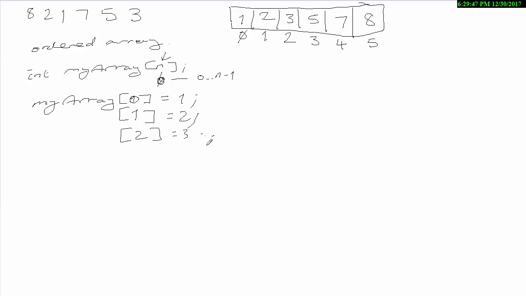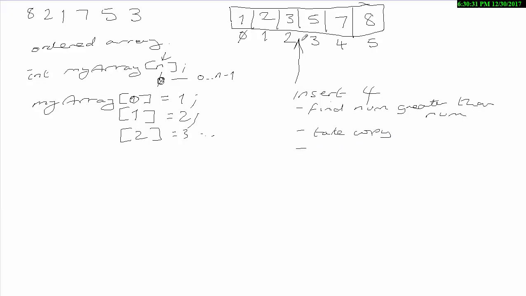Now imagine if you wanted to add a number, so you want to insert 4 into the ordered array. This is where it's quite a good comparison with the linked list, which I'll show you in a moment. If you wanted to insert 4, you would have to find the number that's greater than the number that you're inserting, and when you found that, you would need to take a copy of it so you don't lose it, and then you would set myArray at the current position, the one that is greater, equal to the number that you're wishing to insert.